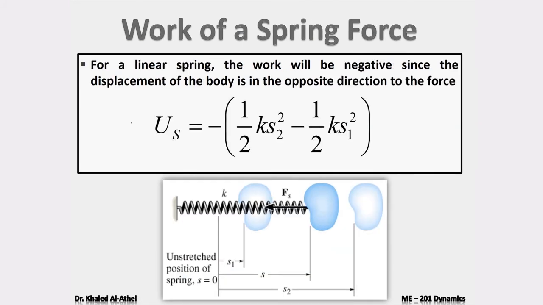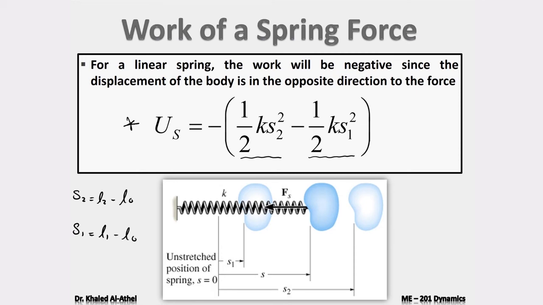For spring force, again, one of the main sources of confusion for students, it is always minus, then open a bracket, half k s2 squared minus half k s1 squared. What is s2? It is the length at position 2 minus the unstretched length. What is s1? It is the length at position 1 minus the unstretched length.